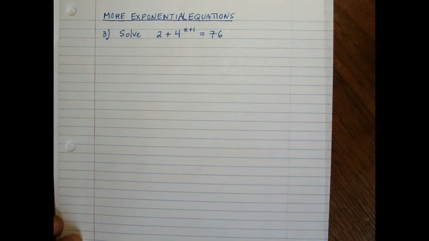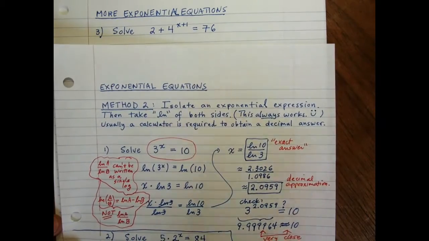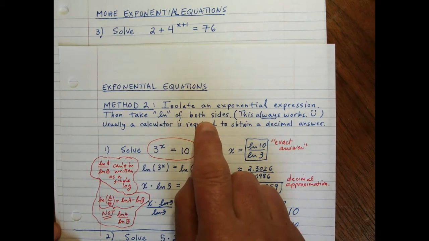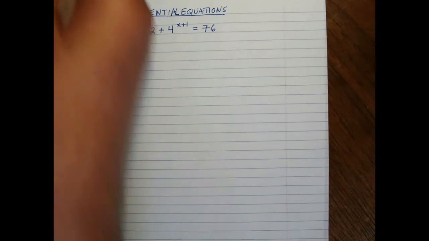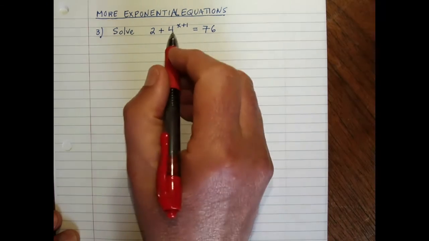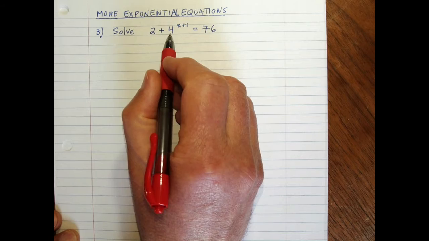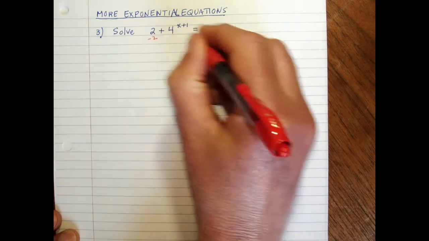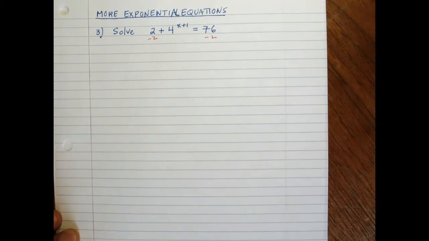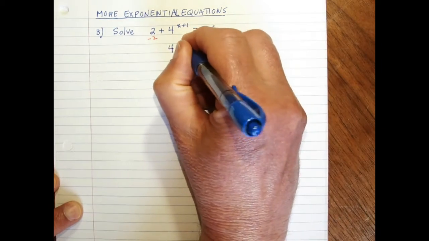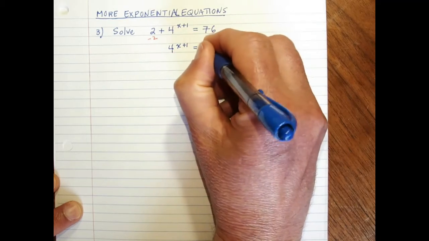So we're going to apply our method 2 once again, where we isolate an exponential expression and then take ln of both sides. Here, the exponential expression I'd like to isolate is the 4 to the x plus 1. So I'm going to subtract 2 from both sides of this equation, and I'll have 4 to the x plus 1 equals 74.